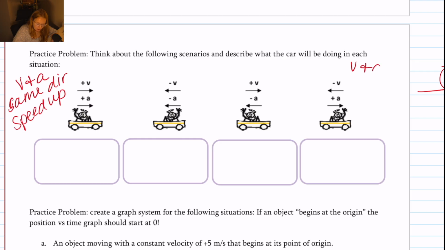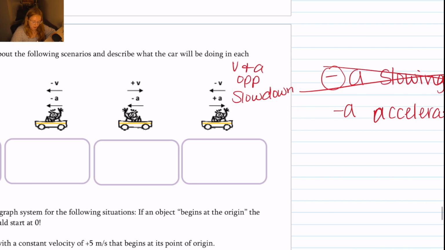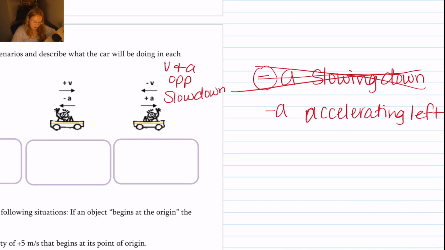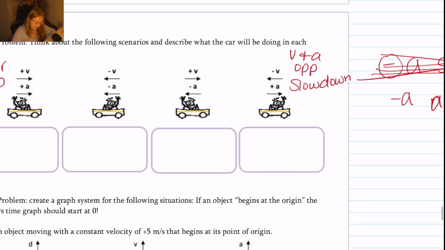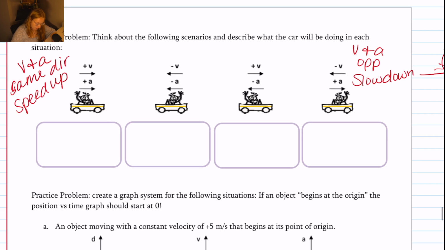If velocity and acceleration are opposite of each other, if they're opposing, if one's going right and one's going left, that's going to cause a slowdown. Okay, so that's how you can tell if it's speeding up or slowing down. Just because acceleration is negative does not mean it's slowing down. That is not true. Okay, so let's look at these scenarios.